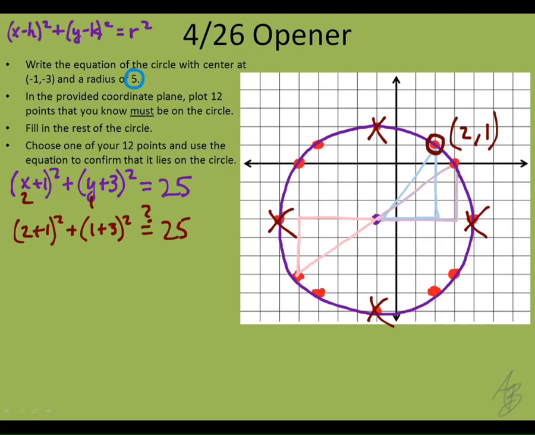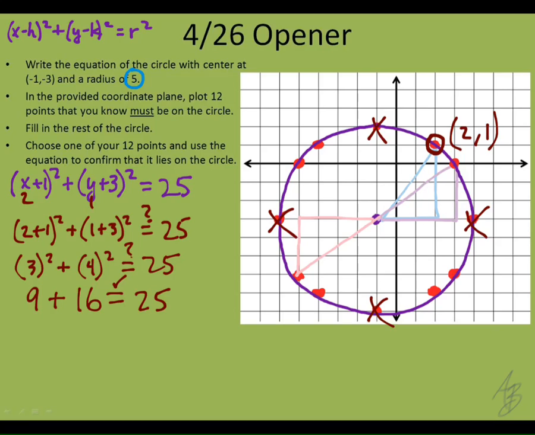What is 2 plus 1? And 1 plus 3? 4. Why do I hear a calculator coming out? What is 3 squared? 9. 4 squared? Is 9 plus 16 equal to 25? Yes. Which means what? It means that the point's on the circle. Okay? So if we get something that's 25 equal to 25, anything is equal to itself, that point is on the circle.